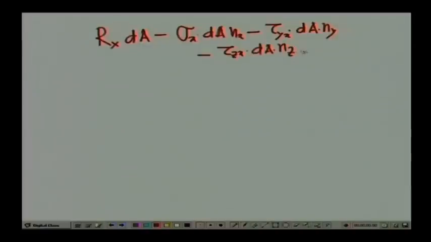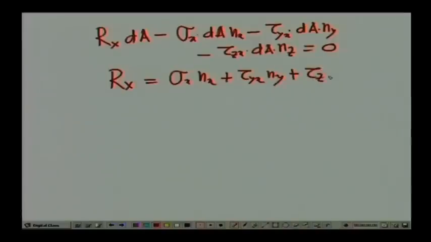minus sigma x dA n x, that is the area of the x plane, minus tau y x, which is acting in the y plane, times the area of the y plane, which is dA n y, minus tau z x, which is in the z plane acting in the x direction, multiplied by the area dA n z. This is equal to 0. So, if we divide the whole equation by dA, or in a limiting situation, we can write R x as equal to sigma x n x plus tau y x n y plus tau z x n z.